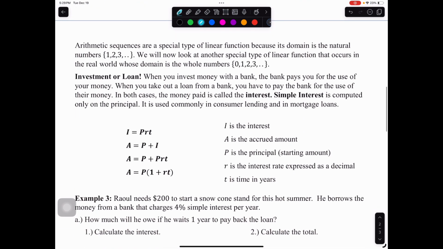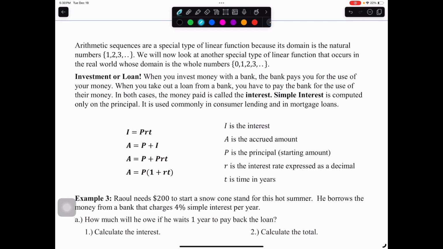So arithmetic sequences are a special type of linear function because its domain is the natural numbers, 1, 2, 3, right? We have a first term, a second term, a third term, a fourth term, etc. We will now, though, look at another special type of linear function that occurs in the real world, whose domain is the whole numbers, 0, 1, 2, 3, and so on.